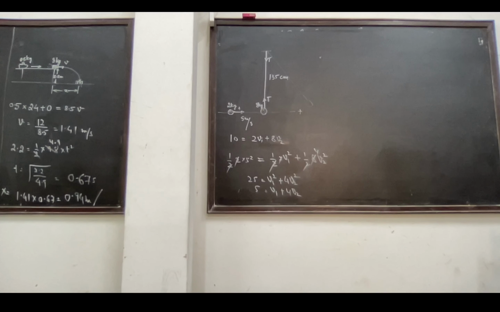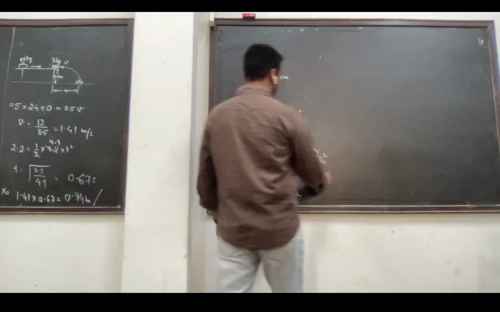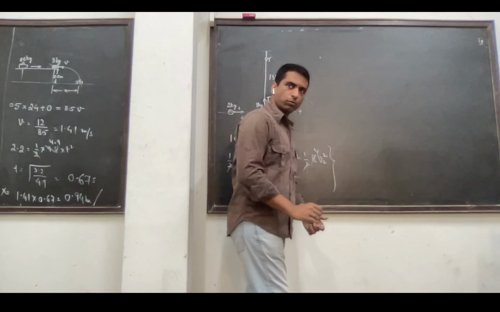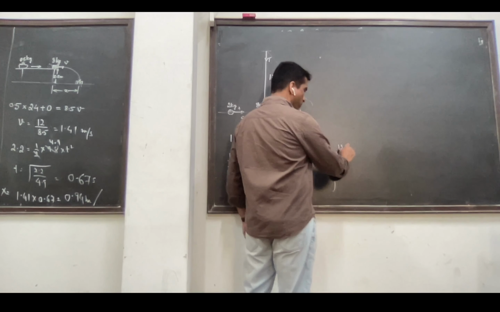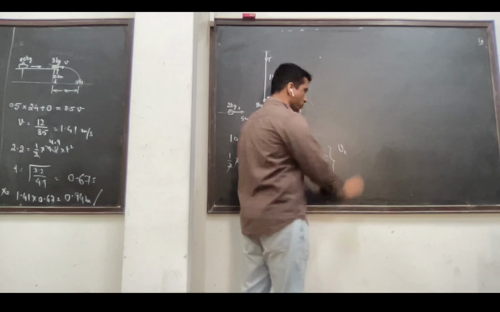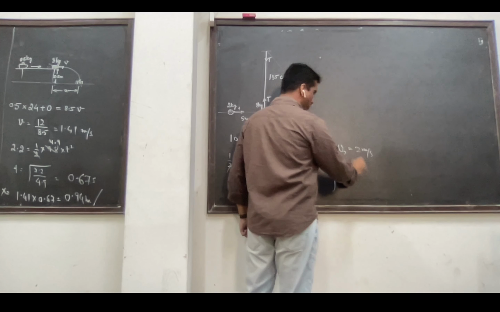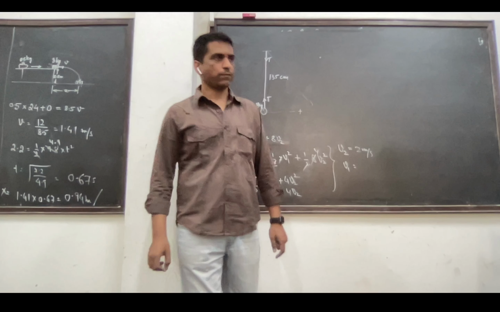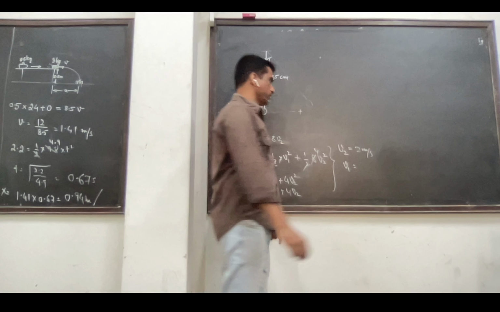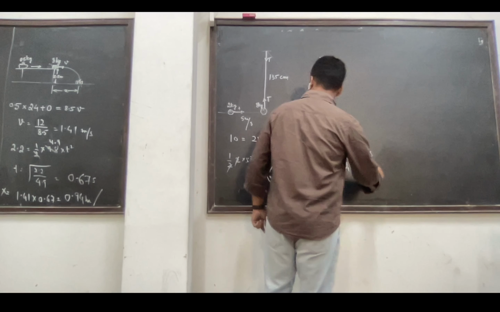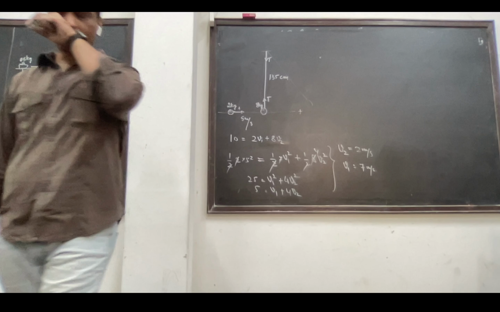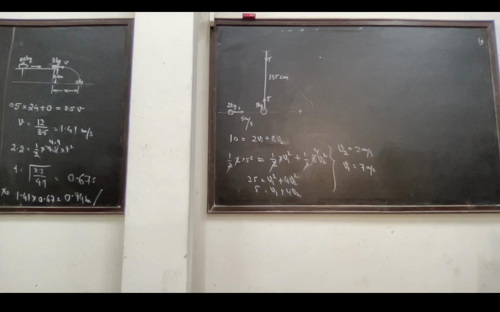How much do you get as your answer? 2 only. So let us stick to that. But what is 2? V2 is 2. And V1, 7. I'm still not convinced. I don't think that if it is moving with 5 meter per second after collision, it will go with 7 meter per second.